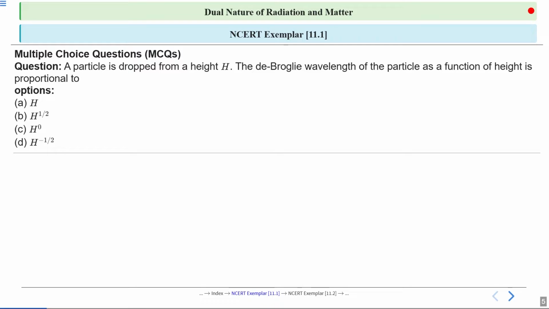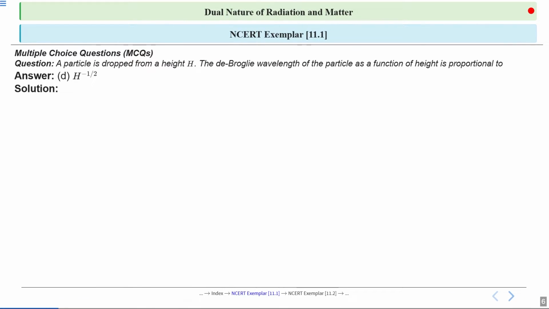Now let's examine the first NCERT example question 11.1, and the question says a particle is dropped from height h. The de Broglie wavelength of the particle as a function of height is proportional to. Options are A, h; B, h raised to power half, means root h; C, h raised to power 0; and D, h raised to power minus half, that means 1 upon root h. So let's see which option is correct. D option is correct, h raised to power minus half, that is 1 upon root h.